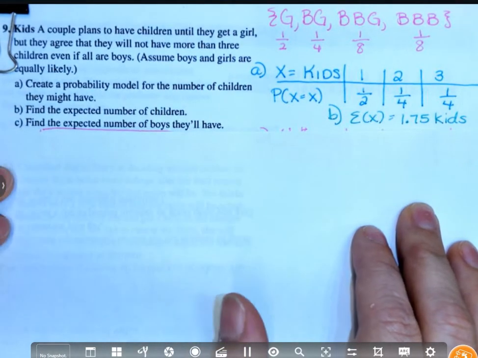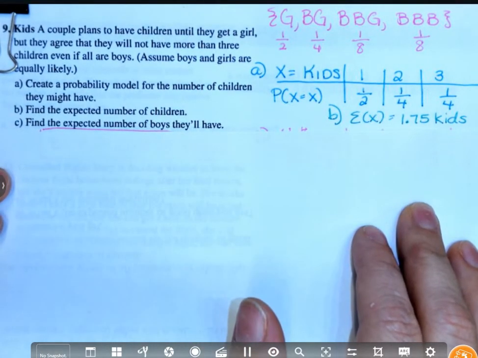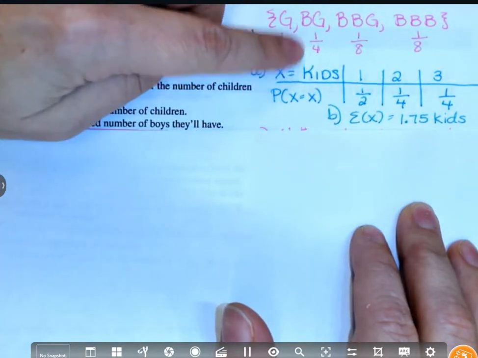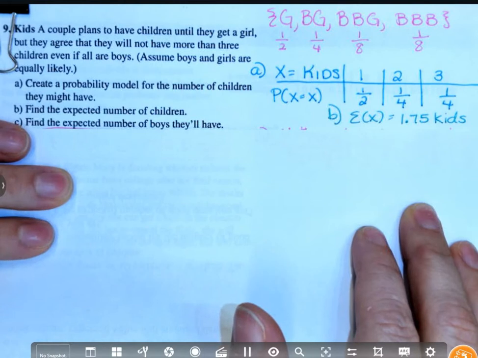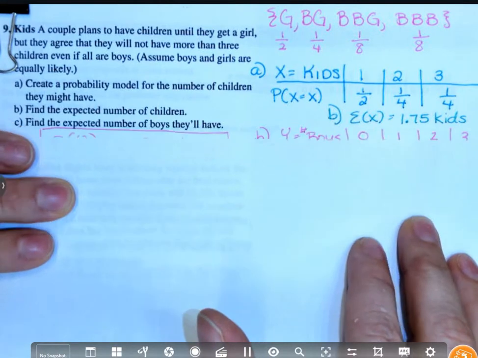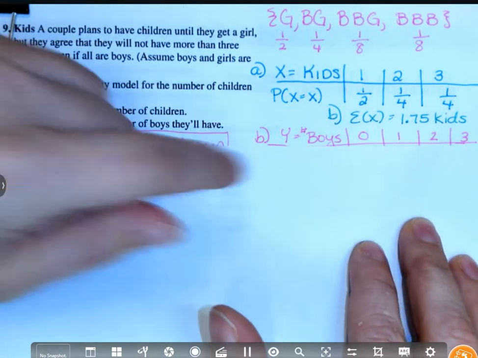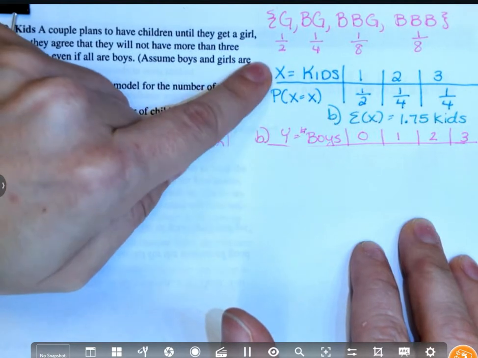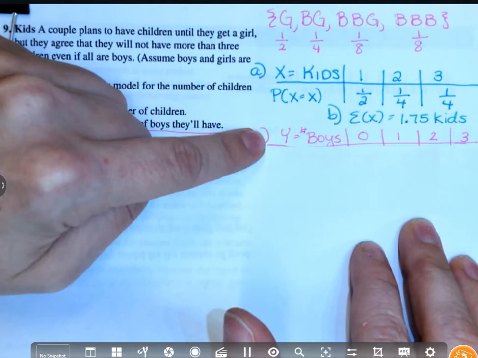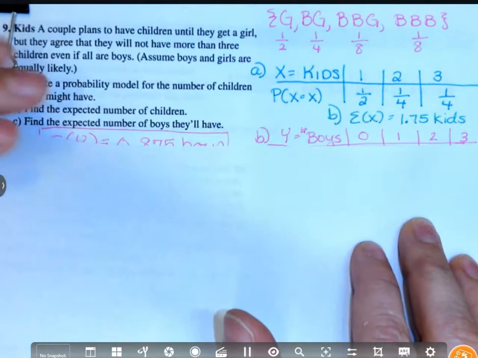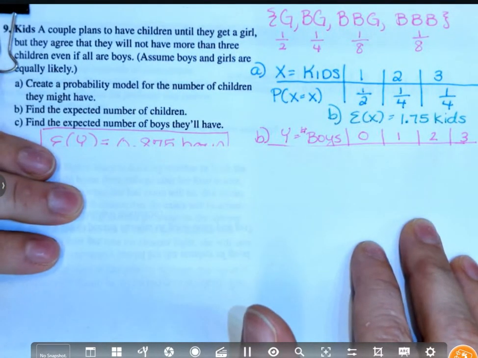Now, the next question says, find the expected number of boys. Is it the same table? What is the smallest number of boys you could have? 0. What's the largest number of boys you could have? All 3 of them. So now my table, and you see here I switched my variables. Now I'm talking about y, because I've already used x, I'm not going to use x again. So y is the number of boys. I could have 0, 1, 2, or 3 boys.